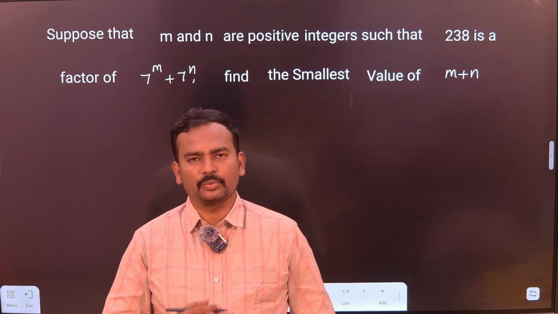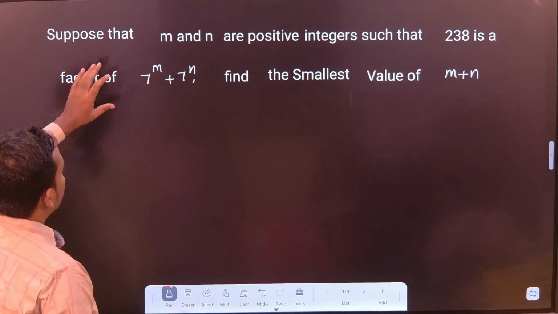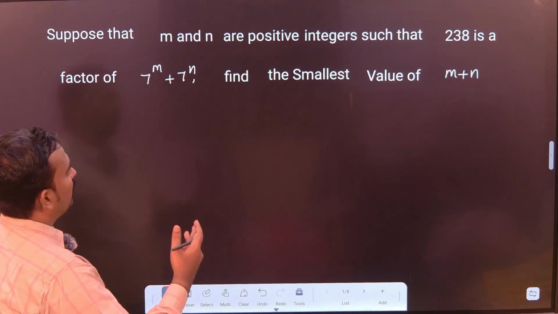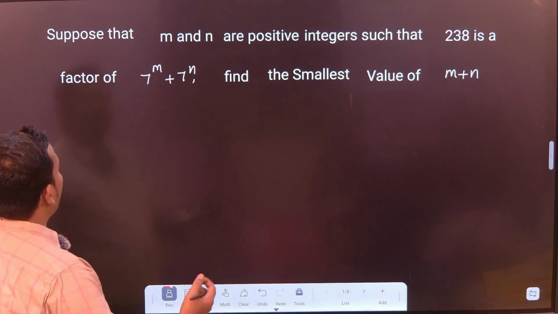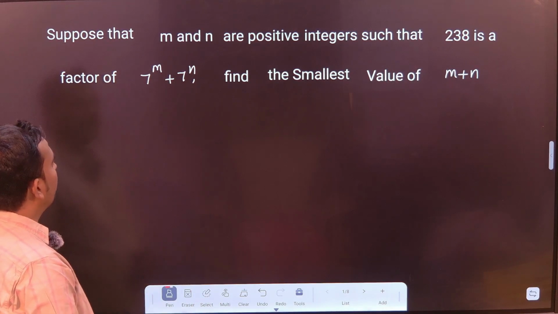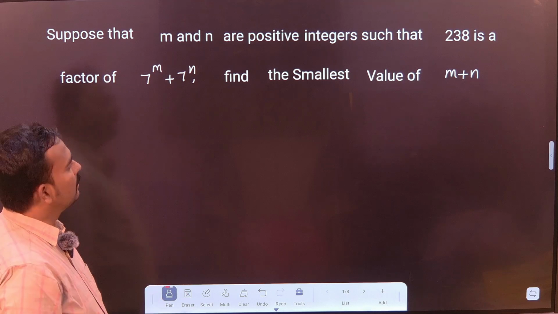Let's get started today. Number theory questions. Suppose that m and n are positive integers such that 238 is a factor of 7 power m plus 7 power n. Find the smallest value of m plus n.